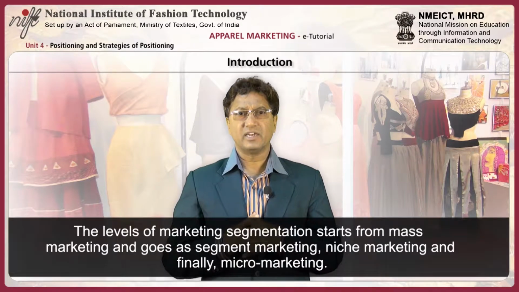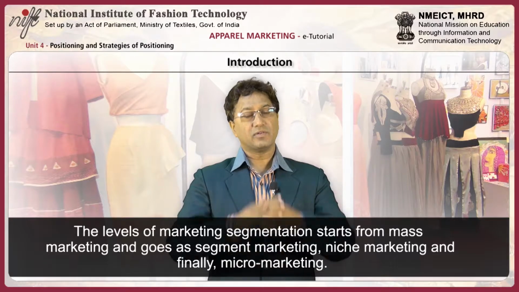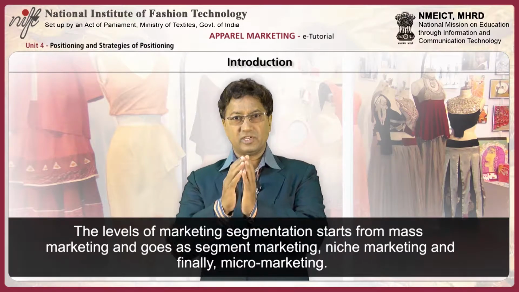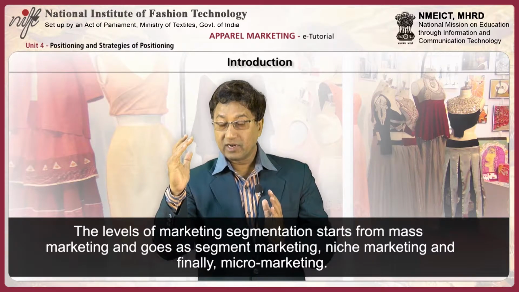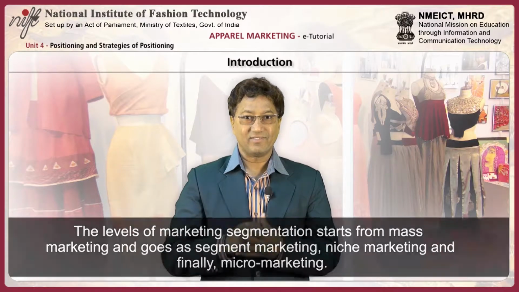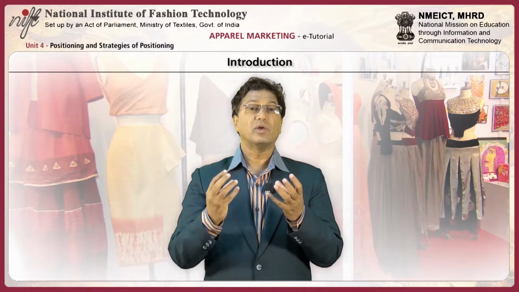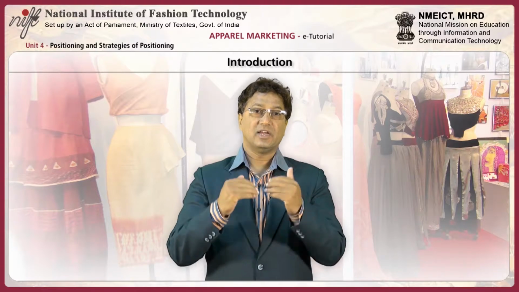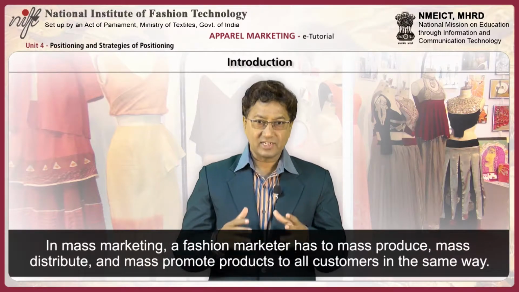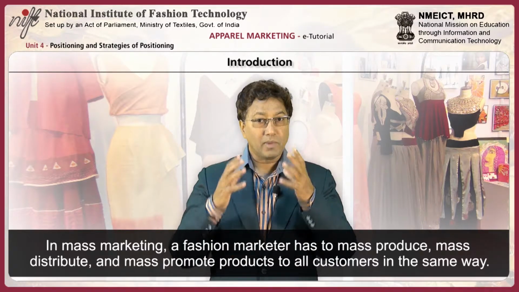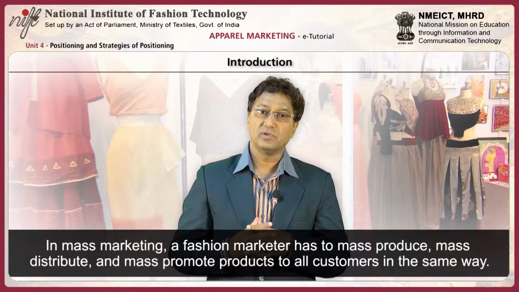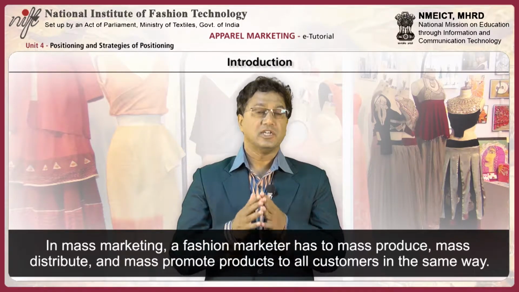The levels of marketing segmentation start from mass marketing, when there is no segmentation, and once you do the segmentation, it goes on as segment marketing. The next, niche marketing, which is very selective, and finally micro marketing. Let us understand one by one. In mass marketing, a fashion marketer has to mass produce, mass distribute and mass promote to all customers in the same way.